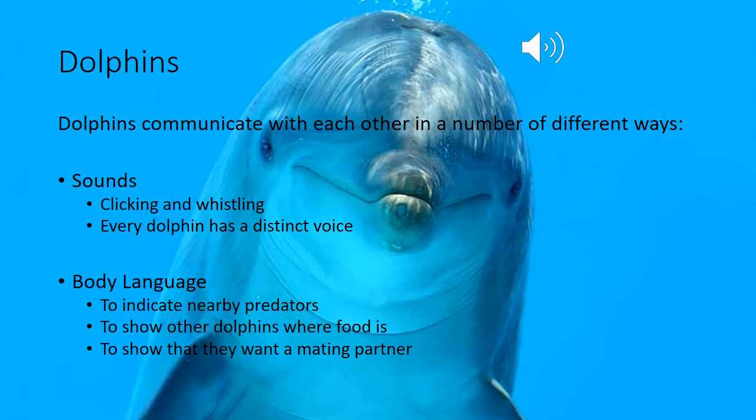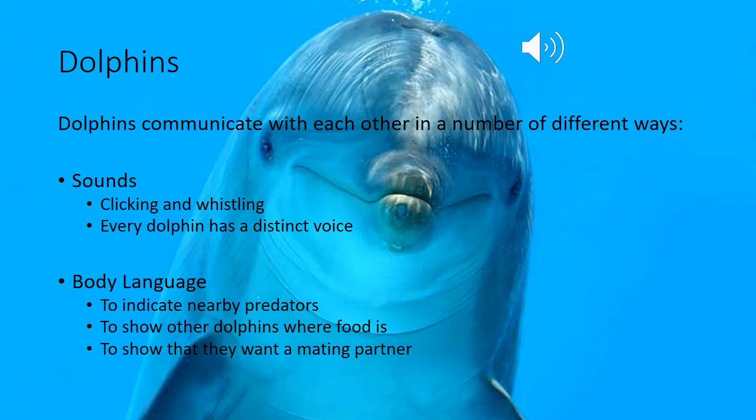So each dolphin has a different sound. So if the dolphins are swimming together as a family or with a group, if one dolphin gets lost or disappears, the mother always knows which dolphin is there because she recognizes her child's voice.